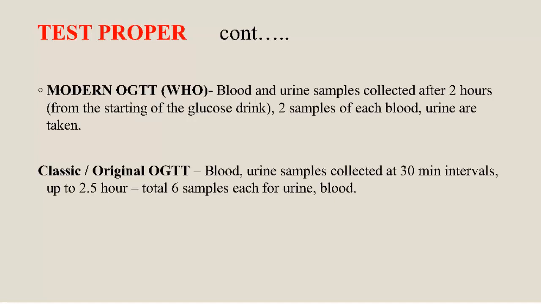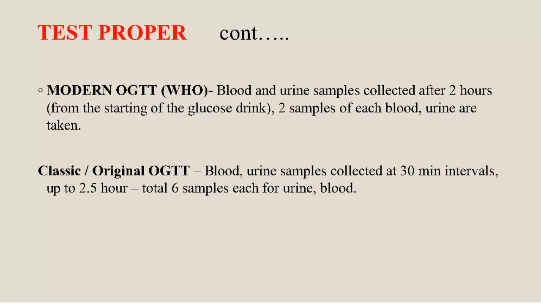Which is the modern format? Here only fasting samples are collected, and a sample 2 hours after is collected, both urine as well as blood. Now one thing: from where do the 2 hours have to be counted? From the starting of the glucose drink or the end of the glucose drink? It is from the starting of the glucose drink that the 2 hour sample is collected.